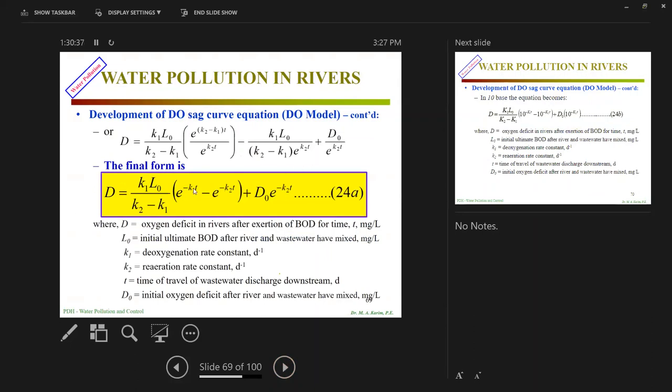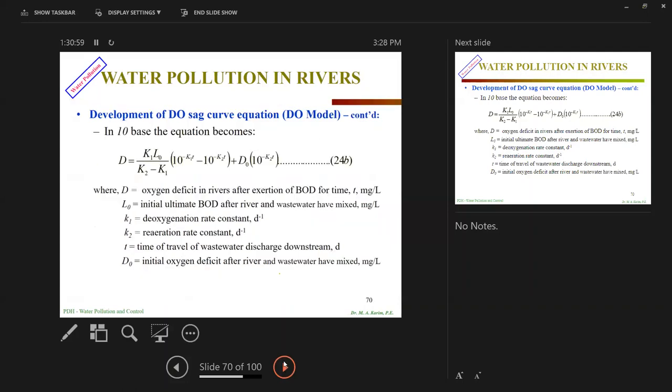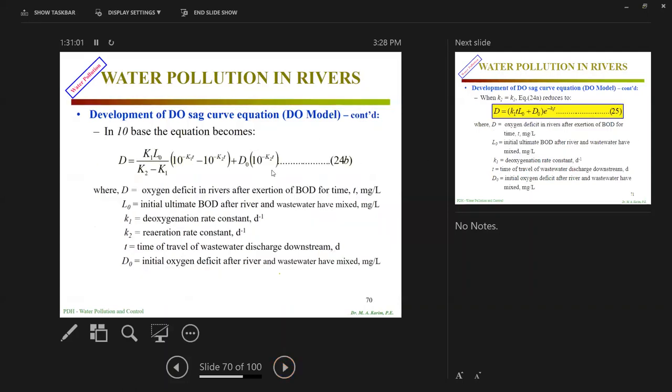I'm going a little bit quick because we don't have enough time. So this is my final equation of the oxygen deficit. It's a combination of K1, L0, over K2 minus K1, then e to the power minus K1 t, minus e to the power minus K2 t, plus D0 e to the power minus K2 t. So this is the e base, right? I can write the same equation in 10 base. I think the 10 base equation will be like that. I didn't highlight it because most of the time I'll be using the e base one, not the 10 base one. Okay? So this is my basic equation.